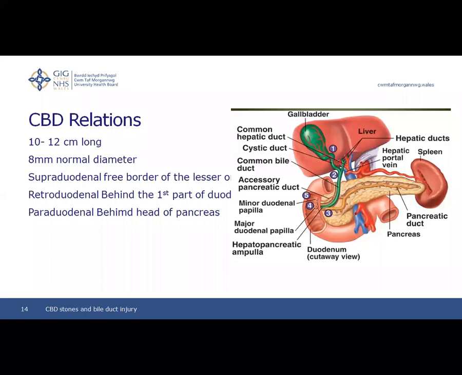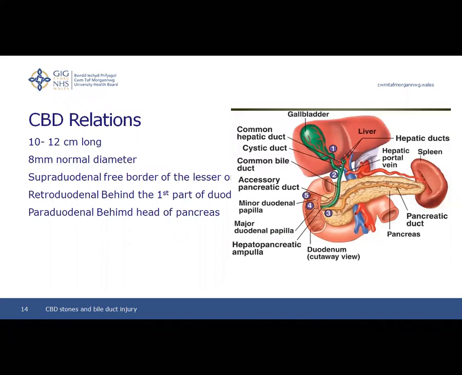In relation to the duodenum, the common bile duct is divided into three parts: supraduodenal, retroduodenal, and paraduodenal. Supraduodenal is above the first part of the duodenum, and it occupies the free border of the lesser omentum, and the retroduodenal part is just behind the first part of the duodenum.